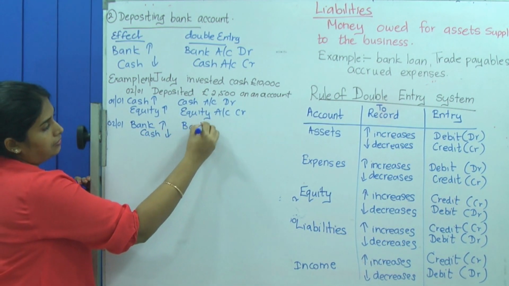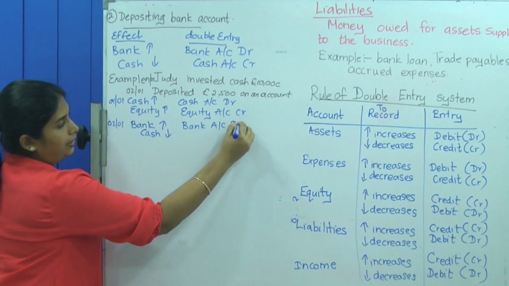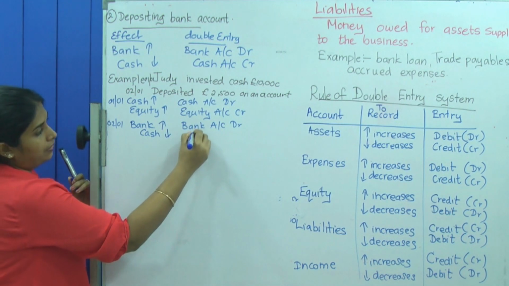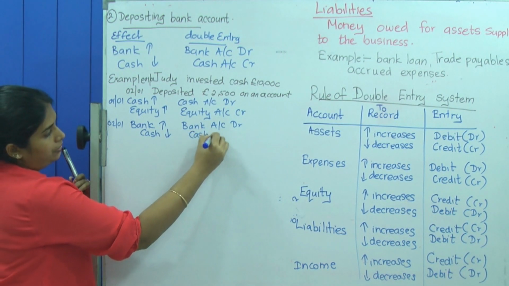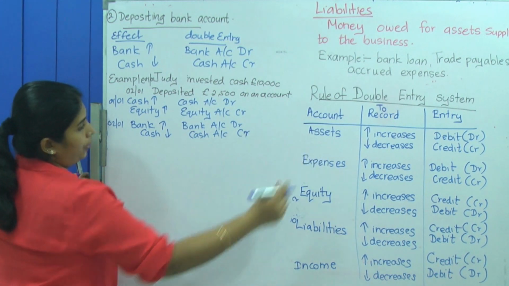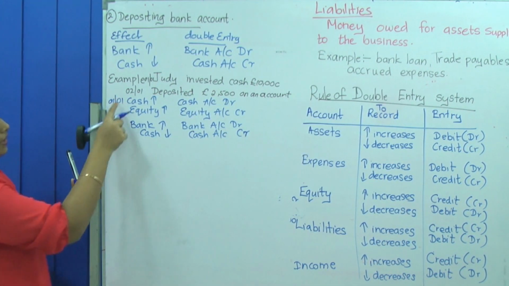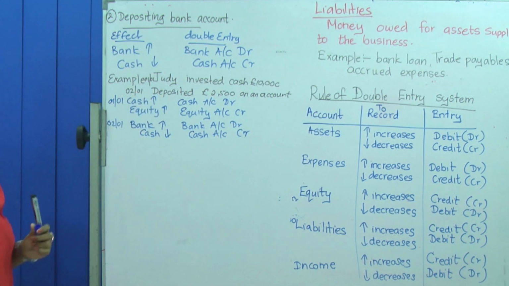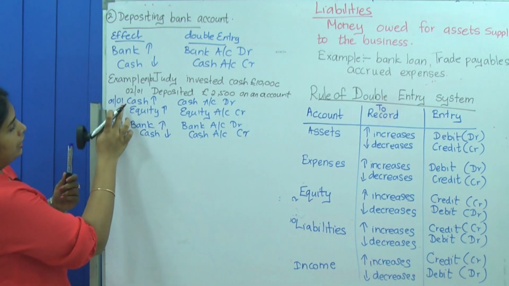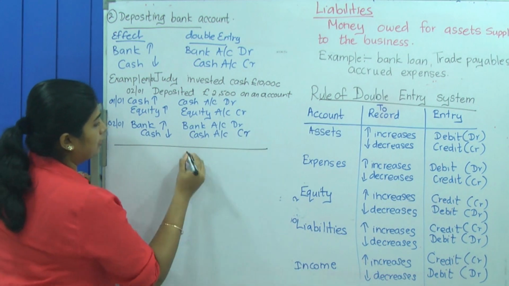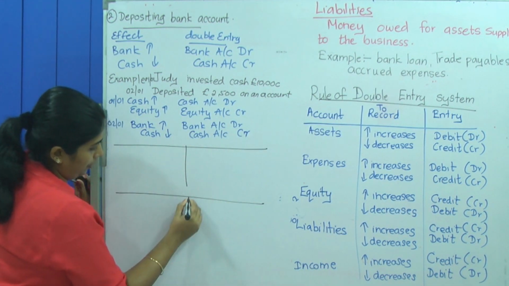So bank account is debit. Debit means DR, short form of debit, and cash account credit. Credit we write CR because it's the short form for credit. Now this is the effect which happens because of these two transactions. Now we are going to record them. We need cash account, equity account and a bank account. That means you need three different T accounts.